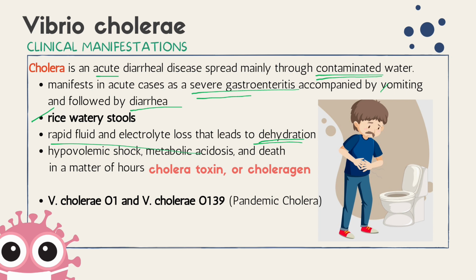This series of deadly symptoms is usually the result of a powerful enterotoxin known as cholera toxin or choleragen. It is present in our Vibrio cholerae and causes these kinds of symptoms in the patient. Normally this toxin attacks the gastrointestinal tract of the person and causes this sequence of symptoms. Usually, the Vibrio cholerae O1 subgroup and Vibrio cholerae O139 are the ones that cause this particular disease.